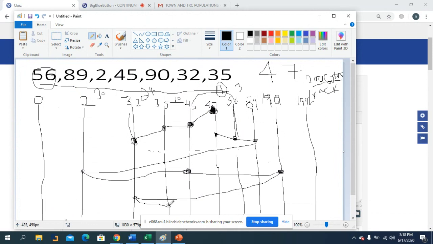So can we do these calculations? From 47 to 56, is that 8? 9. Oh, okay, 9. That's why I'm saying I'm not a mathematician. We are also not. From 56 to 89? 33. From 89 to 2? 87. From 2 to 45? 43. From 45 to 90? 45. From 90 to 32? 58. That is 58. From 32 to 35, that is 3.